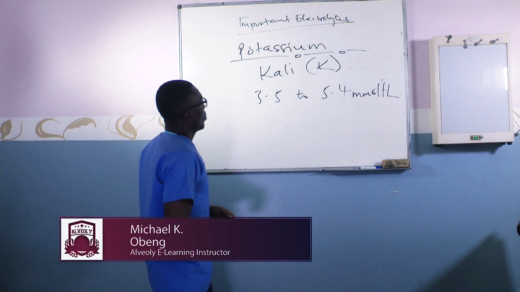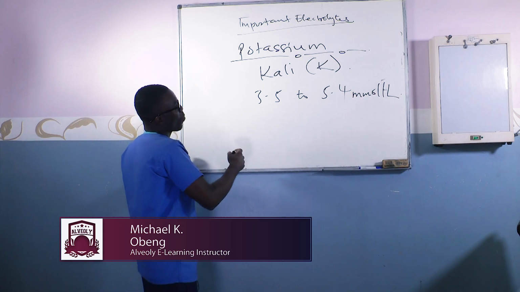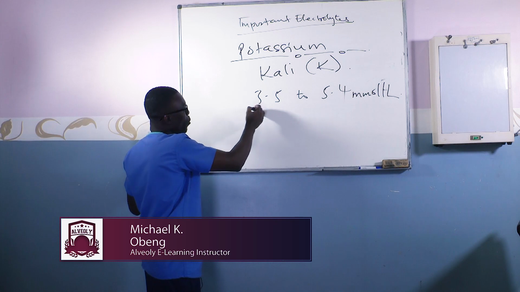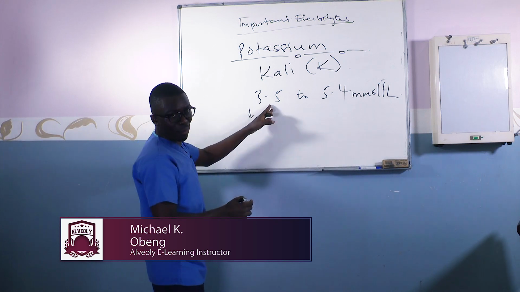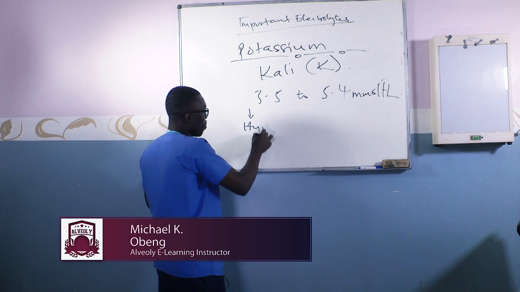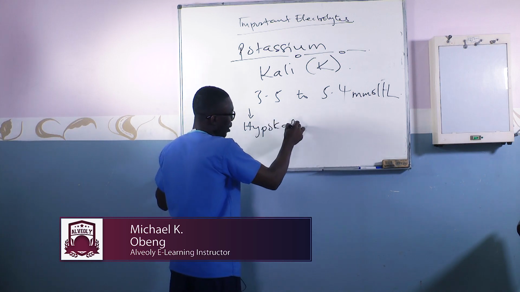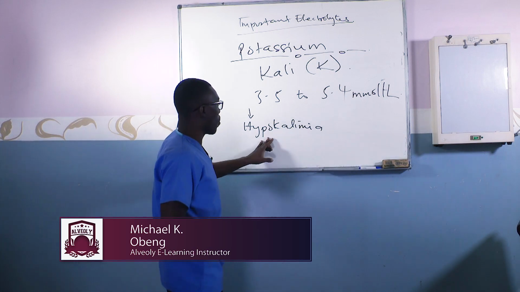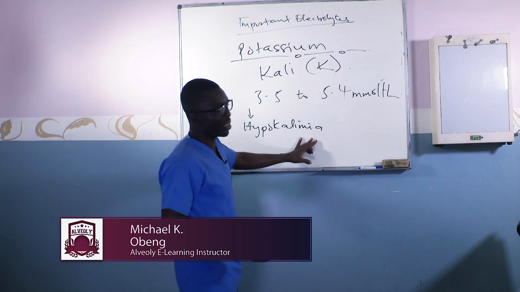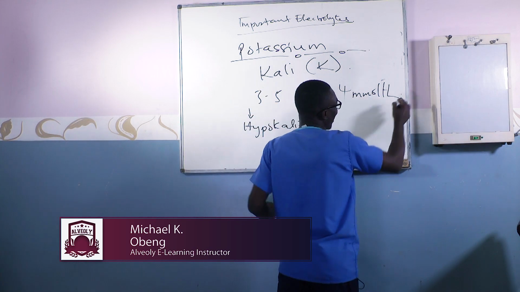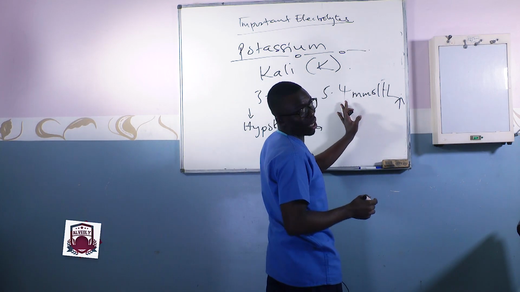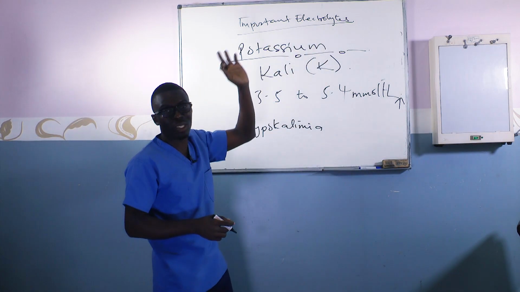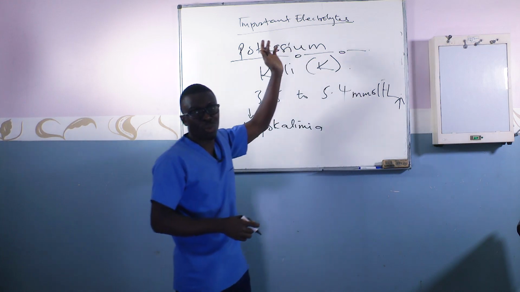Then, in the same way, if your potassium level is below 3.5, then we term it as what? Hypokalemia. Like the way we explained, Kali means potassium, hypo means low, emia means blood. If the potassium level is higher than 5.4, like 5.5, or if you have 6 point something, then it means that your potassium level is going high.